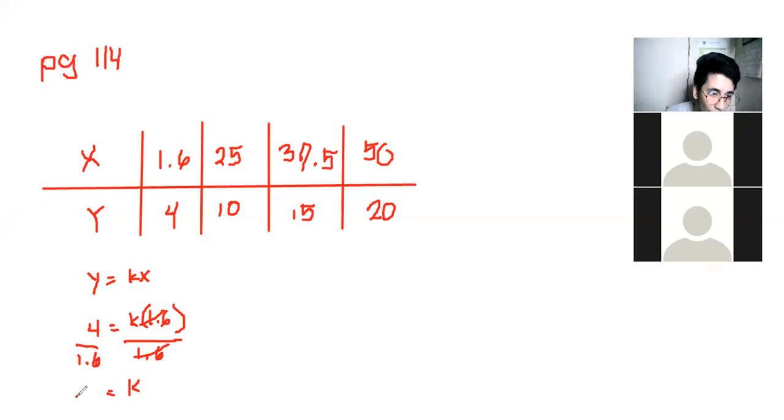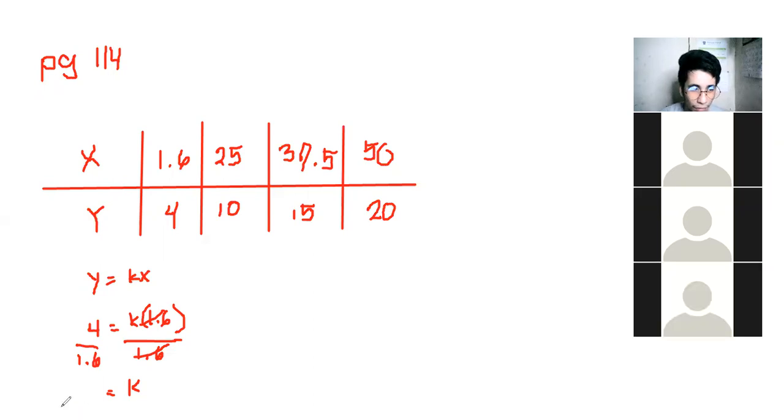Ano to? 0.4? Diba? 0.4. Tama ba ako? Ay, hindi. Sorry. 2.5 po yung lumabas sa akin. Oo, 2.5 na. Baliktad ako. Ginawa kong divisor yung 4. So, mali ako. 2.5, tama ba? So, we have 2.5 dito. Nagkabaliktad ako, ginawa kong divisor yung 4, kaya 0.4 ang nasa dito.